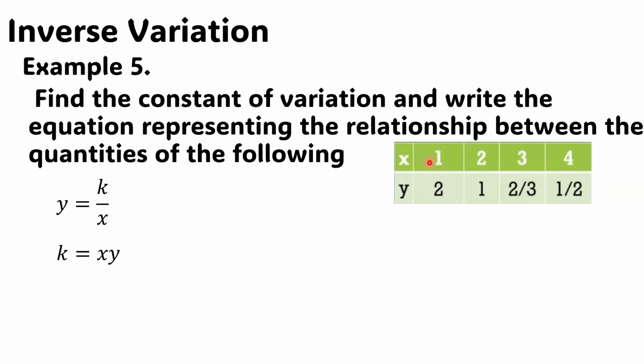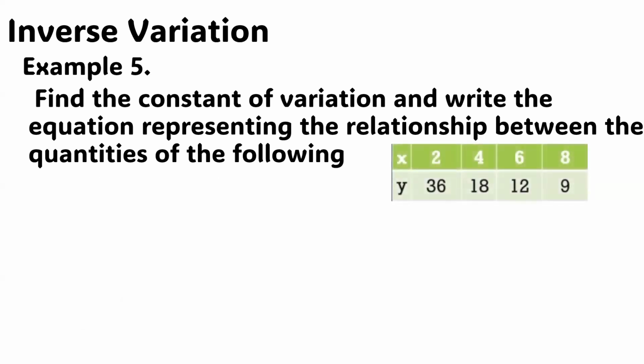So meaning, yung K natin is equal to X multiplied by Y. So you have to select, it's either 1 and 2, 2 and 1, 3 and 2/3, or 4 and 1/2. Doon lang sa apat na yun mamimili kayo. So para hindi tayo mahirapan, 1 and 2 na lang tayo. 1 multiplied by 2, you have K is equal to 2. So we have the constant of variation. Now, if we're going to write the equation, we will substitute the value of K dun sa ating unang equation. So Y is equal to K over X, magiging Y is equal to 2 over X. I hope na may naintindihan na natin to. So madali lang siya.